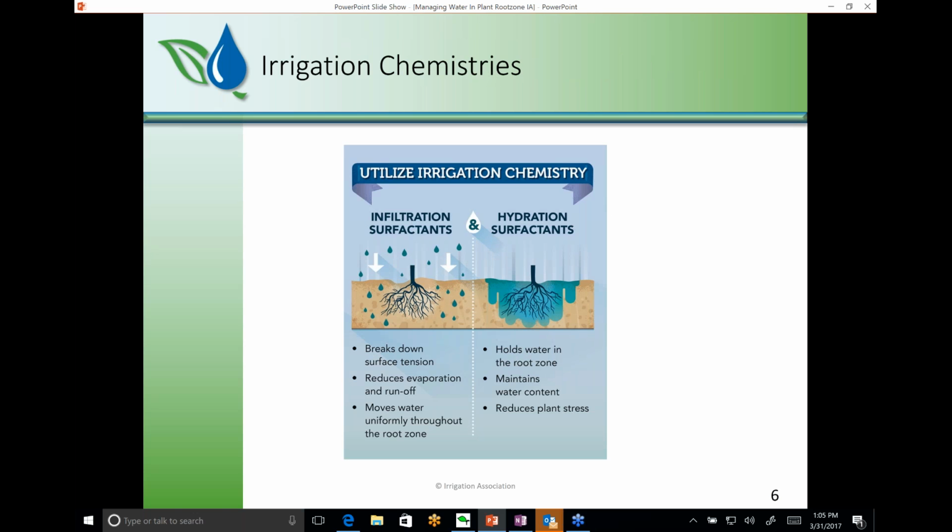So when we think of irrigation chemistries, we put them into 2 categories: infiltration surfactants and hydration surfactants. And we'll spend a little time on each of these before we move on.